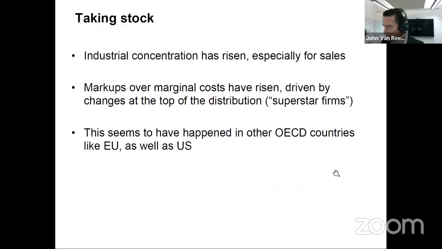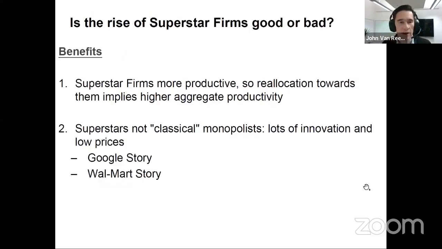Okay, so what does all this mean? Well, industrial concentration has risen, especially for sales. Markups over marginal costs have risen, driven by changes at the top, and this seems to be happening across the OECD, not just in the US. So at this point, it's a good question to ask: is this a good thing or a bad thing?